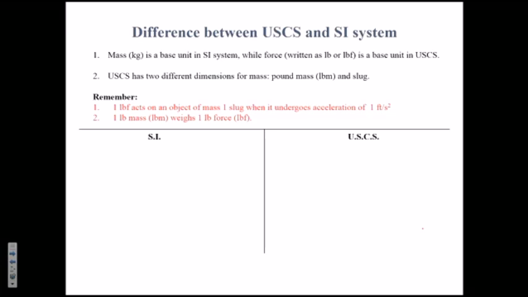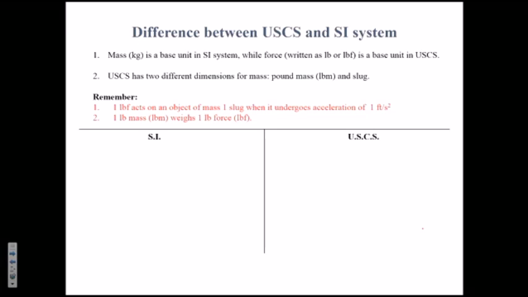There are two facts highlighted in red over here that you need to memorize and commit to memory. Number one fact is that 1 pound force acts on an object of mass 1 slug when it undergoes acceleration of 1 feet per second squared. Now, there is nothing new in here. You actually know most of this stuff. You know the definition of a Newton, right? The definition of 1 Newton is that if you have a mass of 1 kilogram, which is accelerated at 1 meter per second squared, then the force produced is 1 Newton. F equal to ma, M being 1 kilogram, acceleration being 1 meter per second squared, produces a force of 1 Newton.